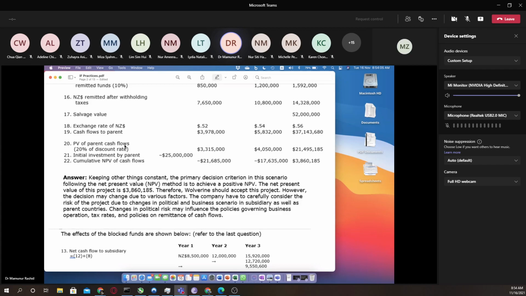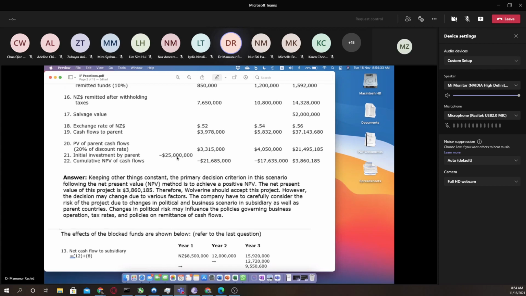The present value of the cash flow at a 20% discount rate, you will calculate as cash flow divided by 1 plus k to the power t. So the cash flow is 3.978 divided by 1 plus k, where k is 20%, so 1.20 to the power 1. 5.832 divided by 1.20 to the power 2. 37.143 divided by 1.20 to the power 3. This way, you calculate the present values.